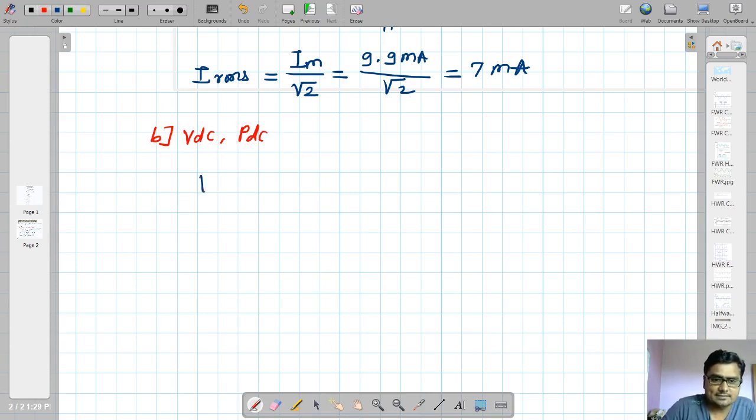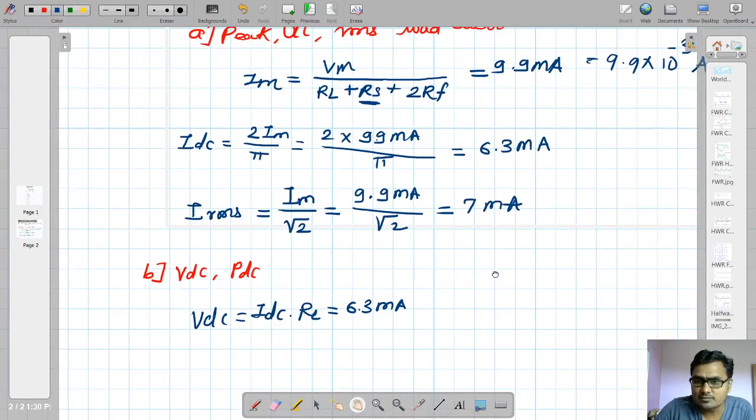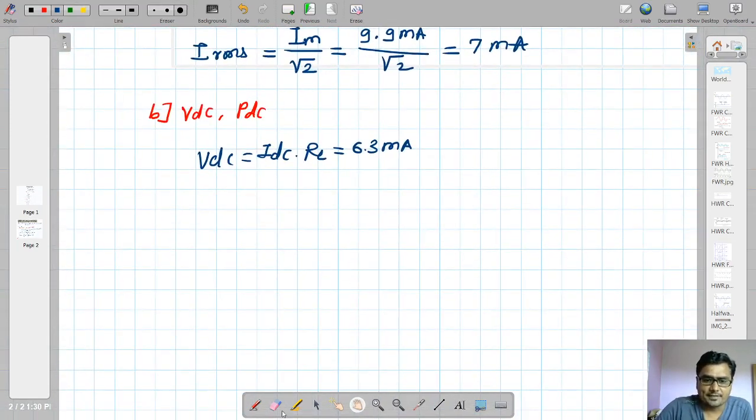Look at this, VDC is equals to, isn't it so simple? It is IDC multiplied by the value of load resistor, that is RL. Now what is IDC? It is 6.3 milliamperes. Let me check. The value is 6.3 milliamperes for IDC. We have calculated 6.3 milliamperes. Then 6.3 milliamperes multiplied by the value of load resistor. The value of load resistor is 2K, right?